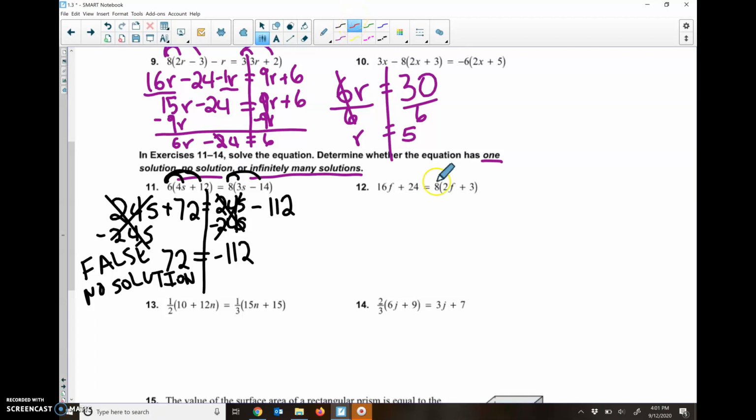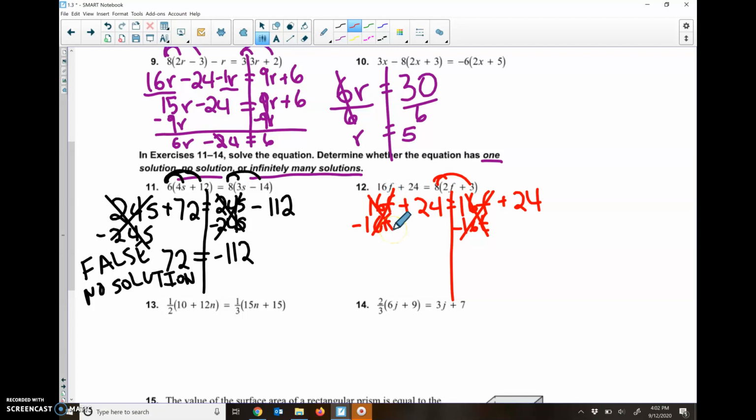All right, let's look at number 12. So same thing, I got to distribute here. So let me rewrite the left side. Nothing needs to be done to the left side though. So we'll just rewrite 16F plus 24. So 8 times 2F is 16F. 8 times 3 is 24. Again, something strange happened. We have, just like over here, 24S, 24S. Over here, I have 16F and 16F. Except now, when I subtract 16F from each side, oops, F, not T anymore. Subtract that.